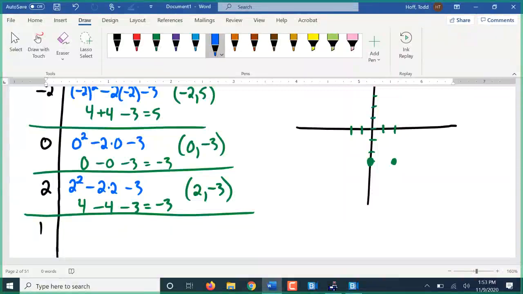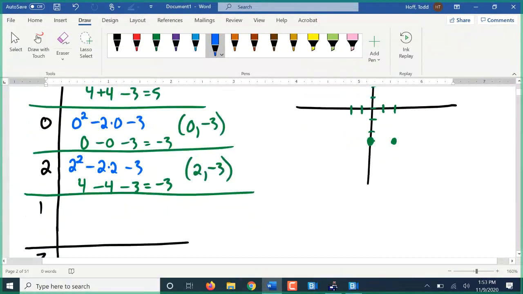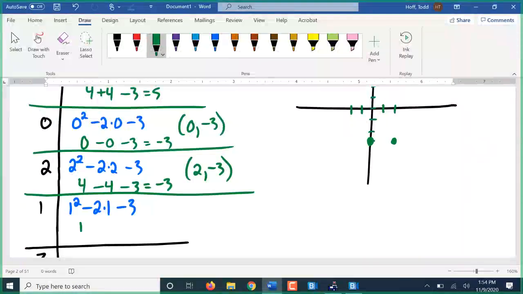So when x equals 1, y is going to be 1 squared minus 2 times 1 minus 3. 1 squared is 1. Negative 2 times 1 is negative 2. Minus 3. Well, 1 minus 2 is negative 1. Minus 3 is negative 4. That gives us the ordered pair that when x is 1, y is negative 4. That is a point right there.